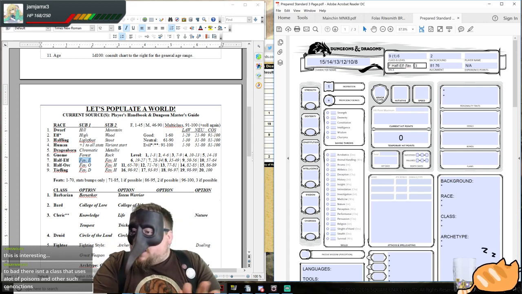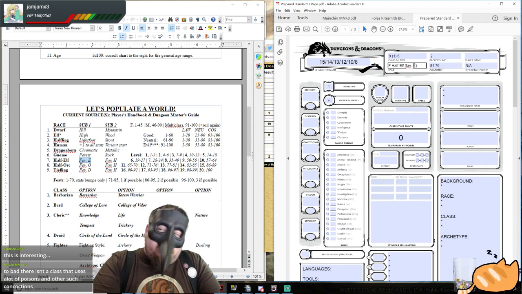Too bad there isn't a class that uses a lot of poisons and other such concoctions. Well, yeah, although really any class can do that. It's not really a specialty. Although having money is a superpower if Batman is proof, or there's Tony Stark. To use items and consumables, all you really need is money. Hi, Bobicus.